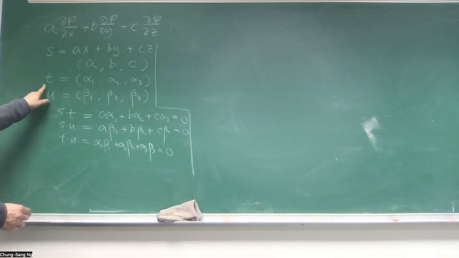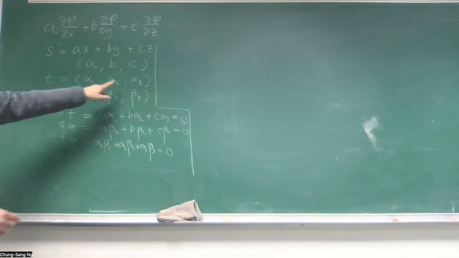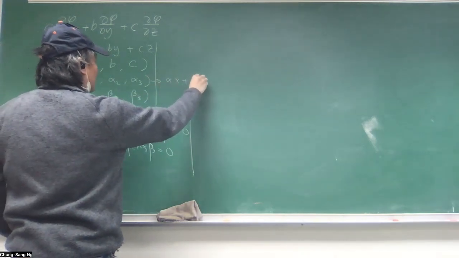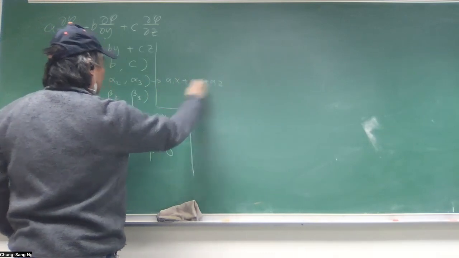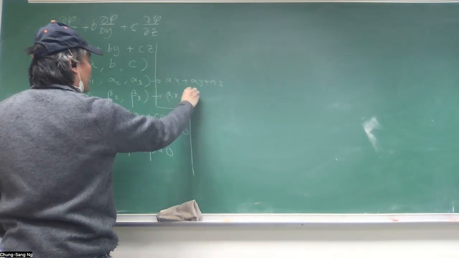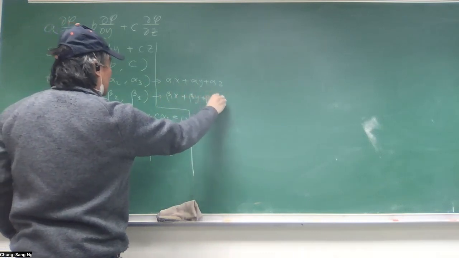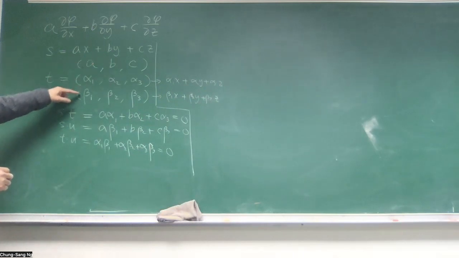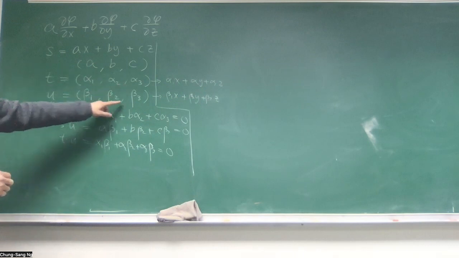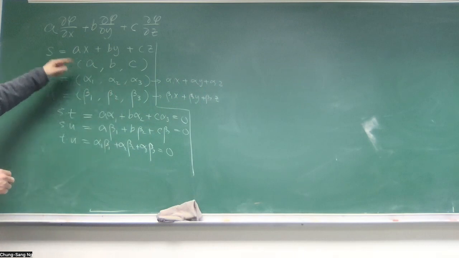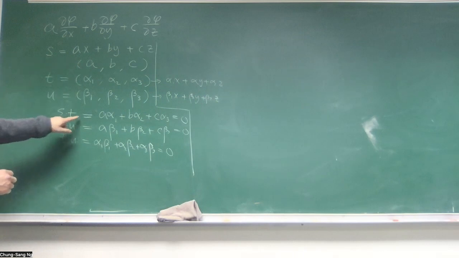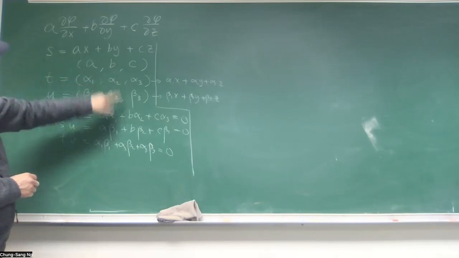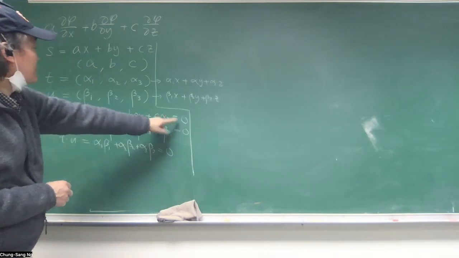Then you choose two other vectors. So what it means is this is just alpha 1 X plus alpha 2 Y plus alpha 3 Z, and this is beta 1 X plus beta 2 Y plus beta 3 Z. But what you require is that I treat them like vectors, and then you choose the alpha and beta such that they are all orthogonal to each other. So S dot T would be A times alpha 1 plus B times alpha 2 plus C times alpha 3, and this is 0.